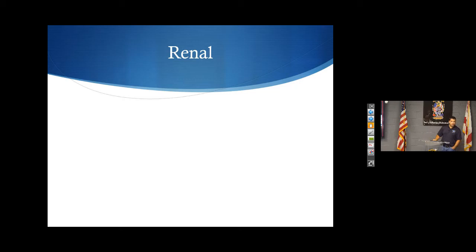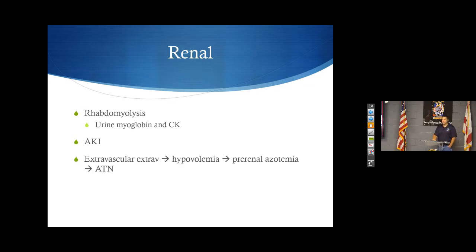So we talked about the renal system, all right? Most commonly you're going to see what we'll call rhabdomyolysis. Essentially a lot of cell destruction, an increase in the patient's CK, and urine myoglobin starts to back up in the renal system and can cause kidney failure. All right, acute kidney injury. All right, talk about extravascular hypovolemia. This is pre-renal. We refer to it as acute tubular necrosis.